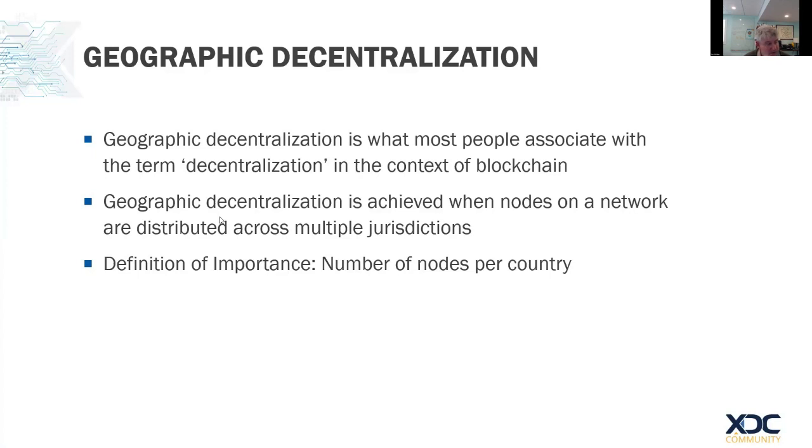So if we dive into each one in a little bit more detail, I mentioned this one already. Geographic decentralization is what most people associate with the term decentralization in the context of blockchain, and it's achieved when nodes on a network are distributed across multiple jurisdictions. Right, so we can try to define importance in this context, and we're really talking about the number of nodes per jurisdiction or the number of nodes per country. You don't want any one entity able to bring down the entire network.